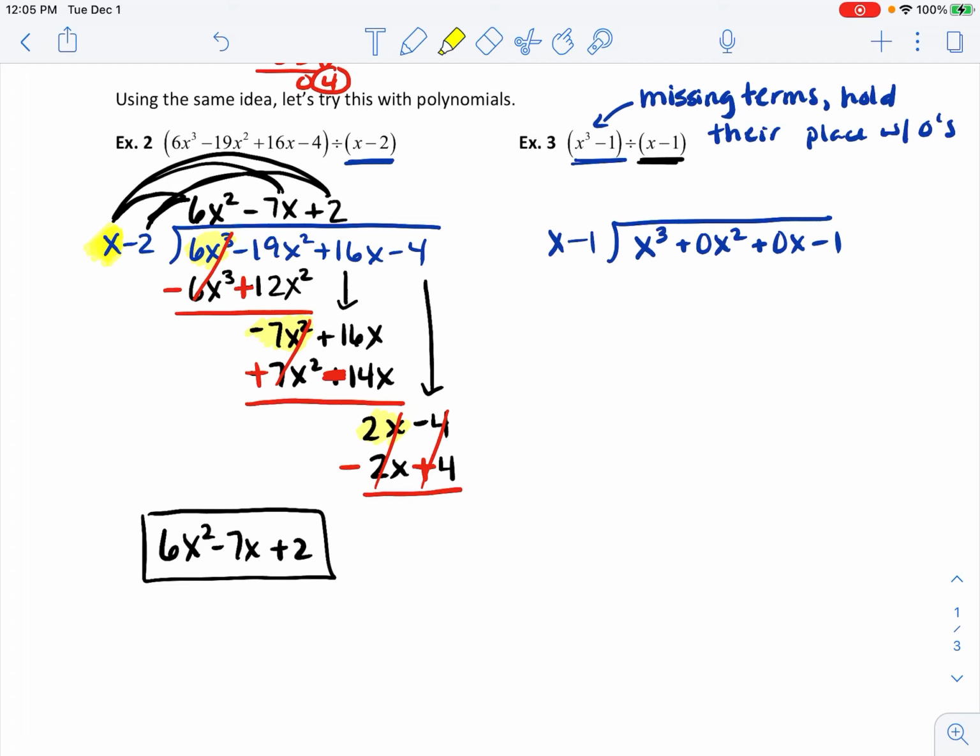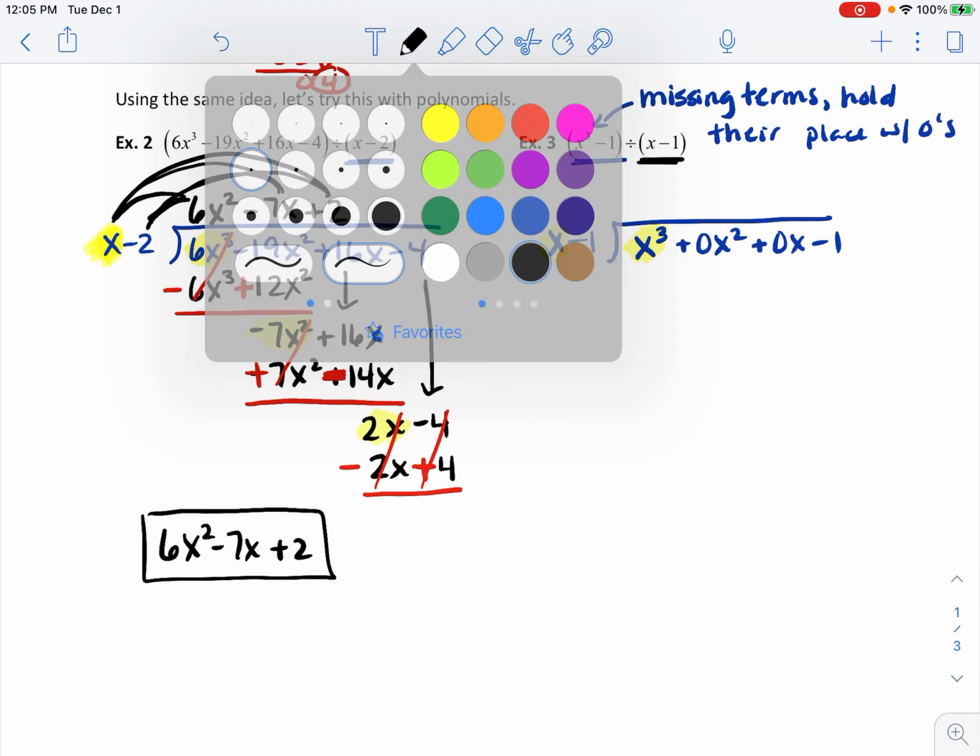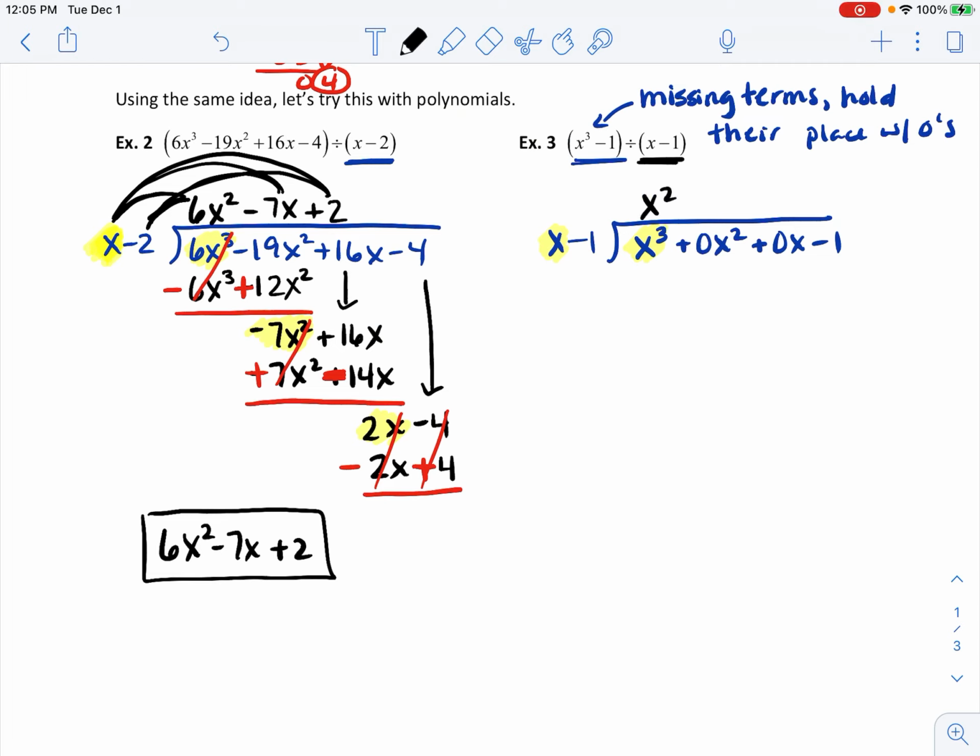Okay, so let's go back and do this the same way as we did example 2. So I want to ask myself, what do I have to multiply x by to get x cubed? It's a little bit easier on this one, right? That's just x squared. Okay, then I'm going to go ahead and multiply and distribute. So that's going to give me x cubed minus x squared.